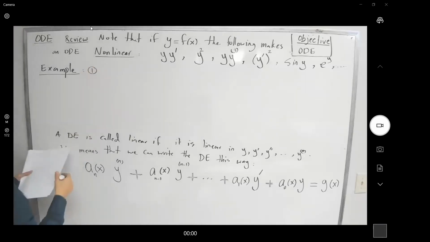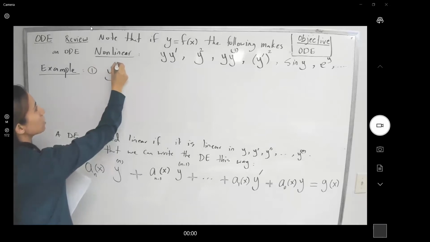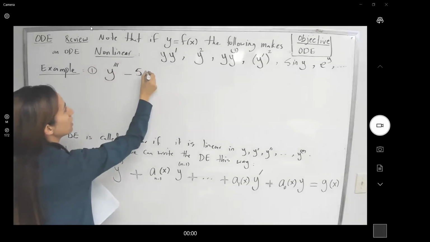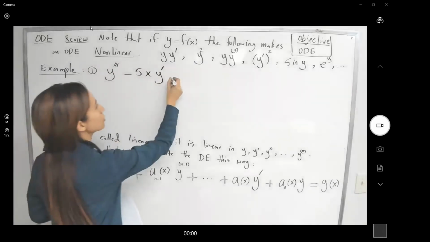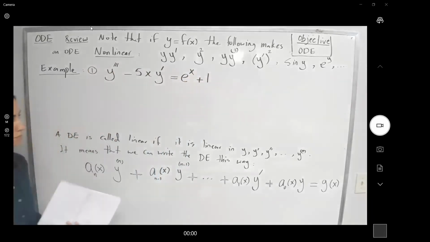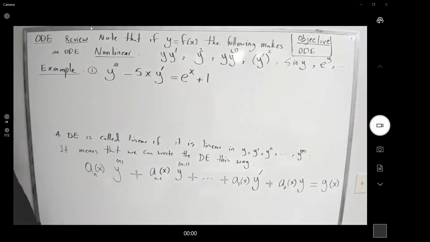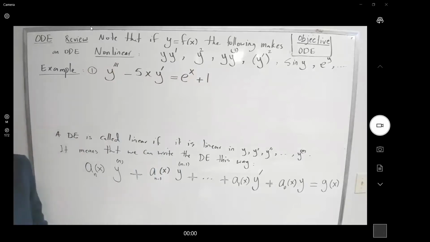Example 1. Here I have the third derivative of y minus 5x y prime equals e to the x plus 1. Is this linear? Do we have the definition for a linear differential equation? Yes, the definition is just right here.